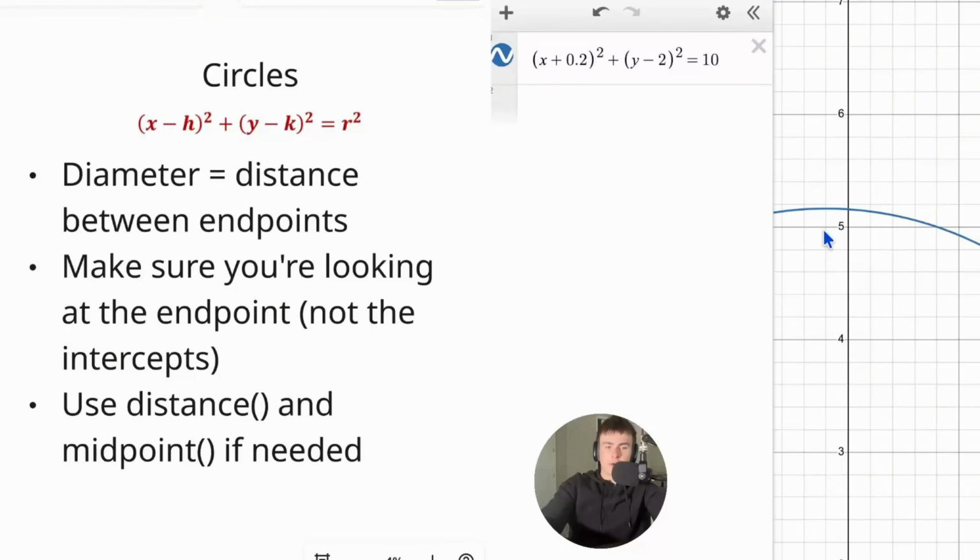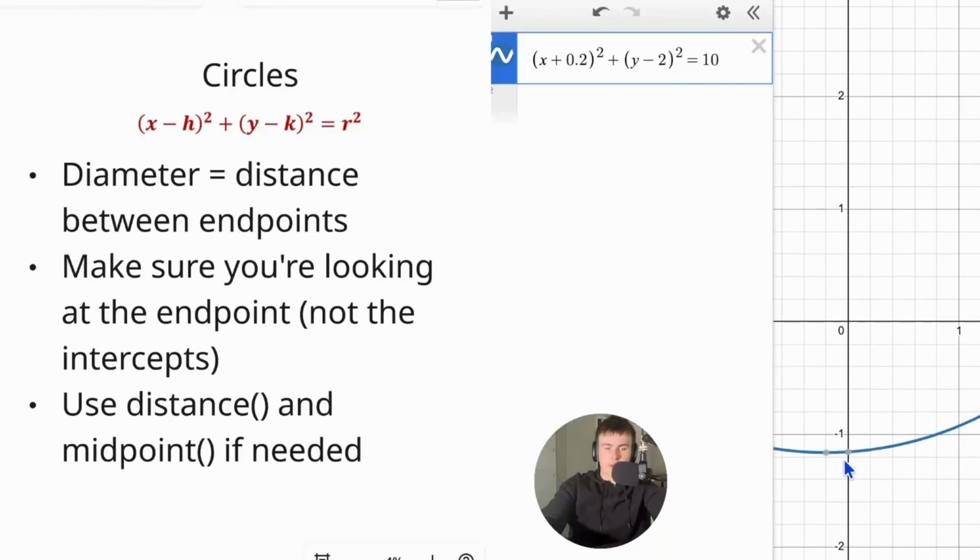So the higher y value, or the lower one in this case, would be your endpoint. So just do not pick the intercept. Make sure to zoom in, because if you were to get the question wrong based off of looking at the wrong point, that would be absolutely catastrophic. So do not let that happen to you. Zoom in, make sure you verify it is not an intercept, it's an endpoint.